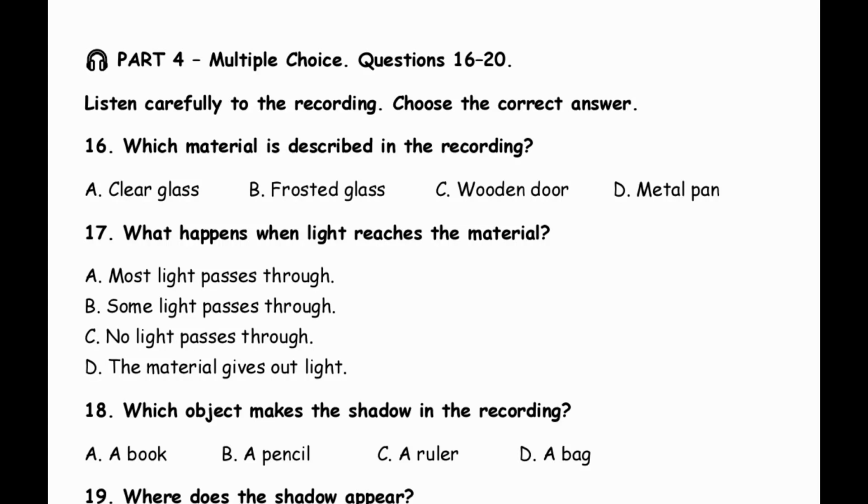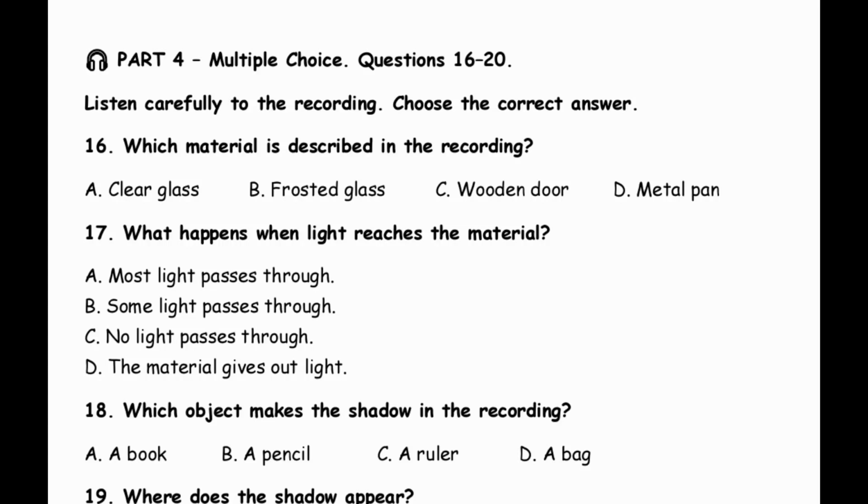Number 17. Now I am holding a piece of frosted glass. When light reaches it, only part of the light passes through. I cannot see details clearly on the other side. What happens when light reaches this material?